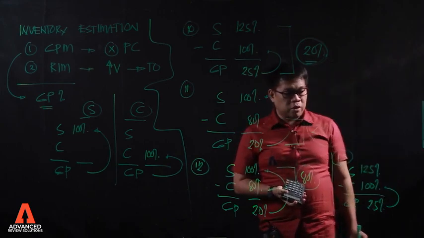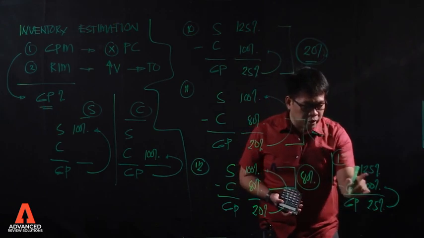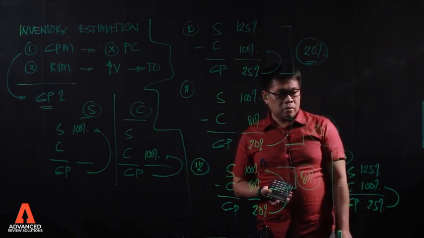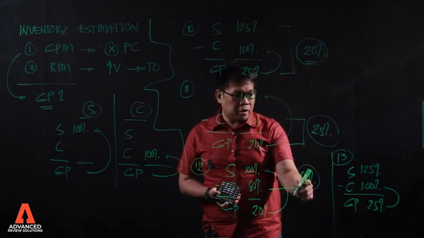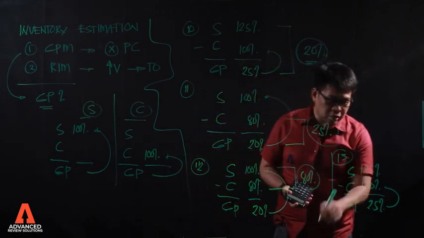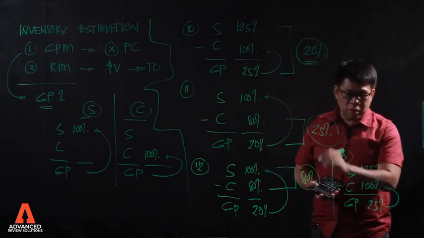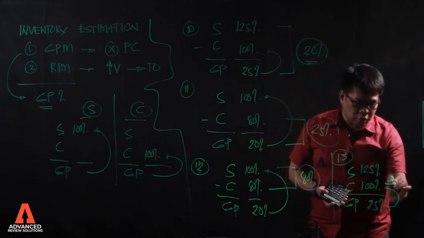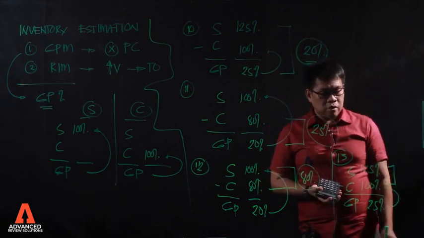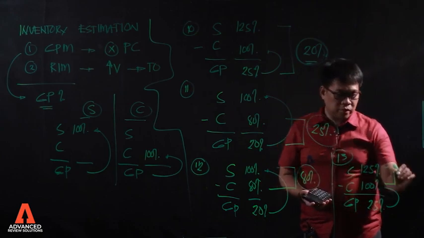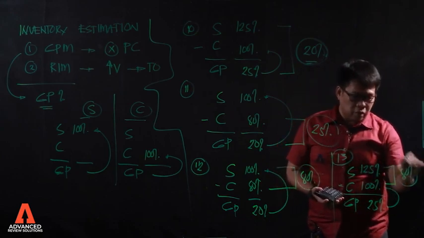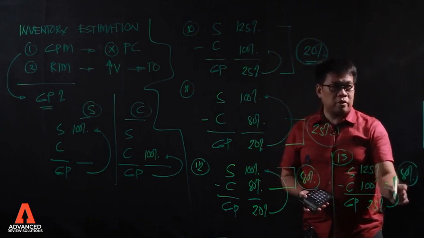Tinatanong niya ang cost ratio sa item 13. Huwag mong isasagot yung 100%. Unlike dito, yan yung 80%, yan din ang sagot sa cost ratio. Pero dito, wag mong isasagot yung 100% because the formula for cost ratio is what? Cost of sales over sales. So 100 over 125. 100 over 125, this should be what? 80%. Okay? So the answer in number 13 is 80%.